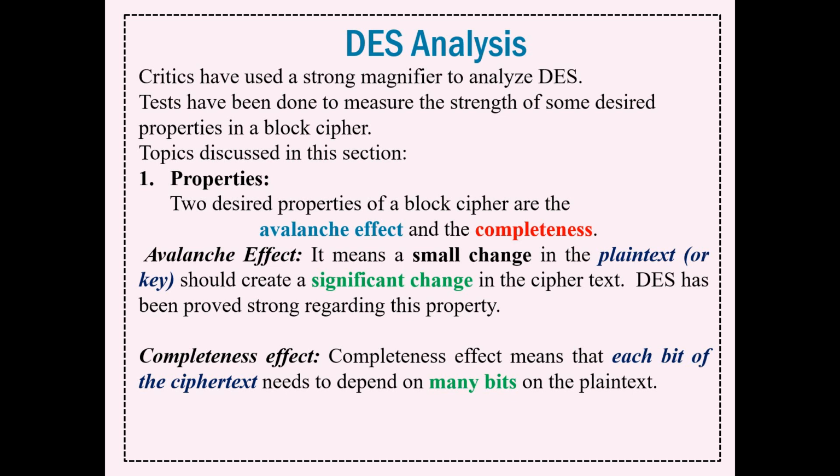For the time being, it is just the definition of an avalanche effect: if you have small changes, suppose a 1 bit change in the plain text, it should have a significant change in the outcome. And in DES, we can prove it.